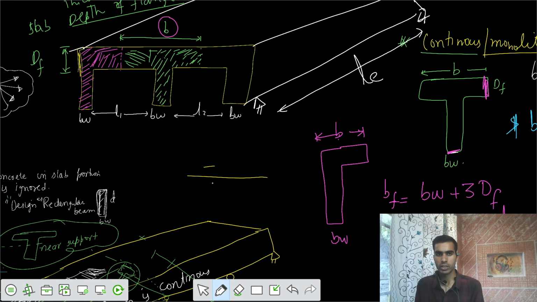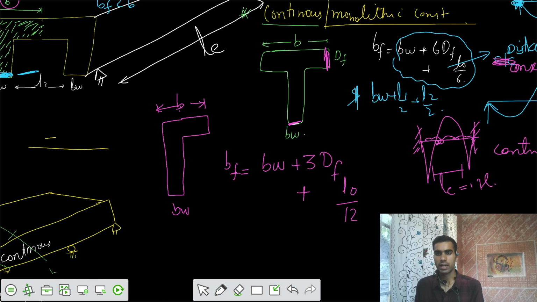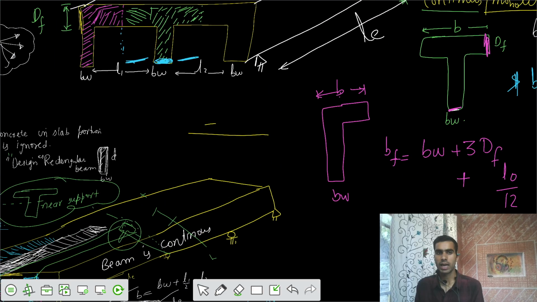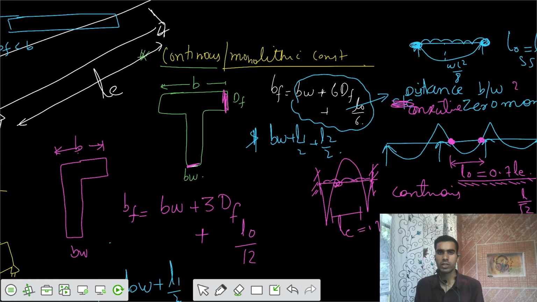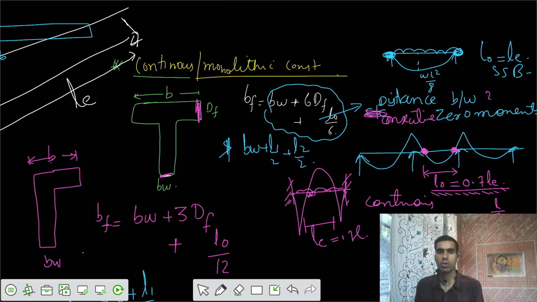It should not be more than the actual, because we know the variation is in this way. You can't have a variation for a large length such that the peak is also the same. How is that possible? So your BF should be lesser than the actual B. I would say your BF should be lesser than BW plus L1 by 2 plus L2 by 2. It should be lesser than that effective width. And similarly for the L type, this overall value should not be greater than BW plus L1 by 2. Okay. This is the first case, that's continuous or monolithic construction.